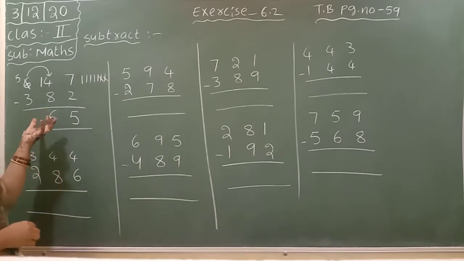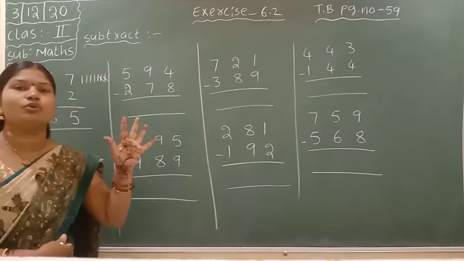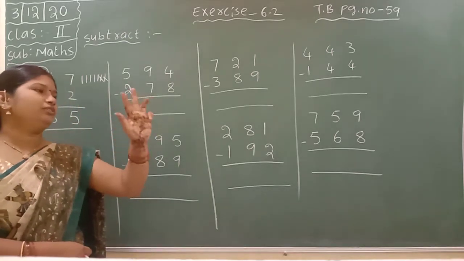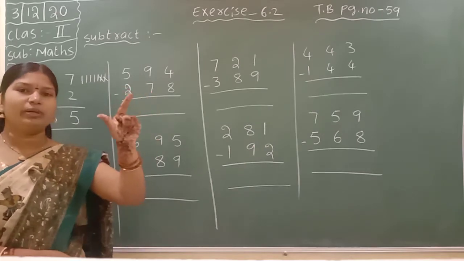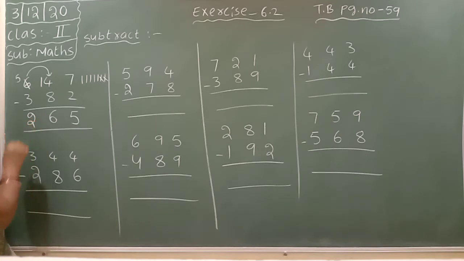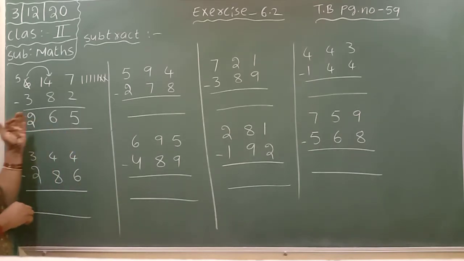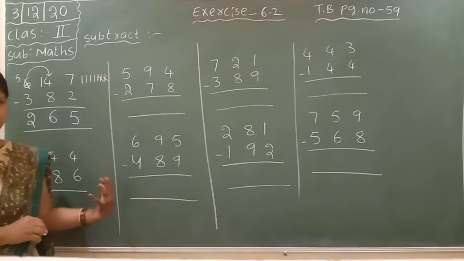Okay. Tens place completed. Go for the hundreds place. 5 minus 3. Open 5 fingers and close 3 fingers. 1, 2, 3. How many are remaining? 2. Write down 2 in the hundreds place. The answer is 265. Okay, this one is over. Go for the next question.